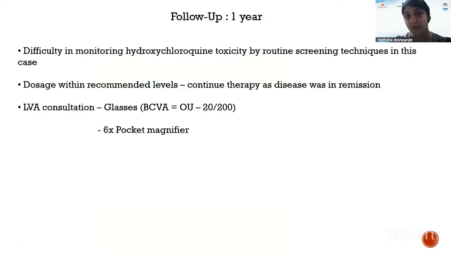Now, for our patient, it was difficult to monitor hydroxychloroquine toxicity, but since the dosage was in recommended levels and the disease was in remission, therapy was continued. She received an LVA consultation where she was prescribed a pocket magnifier.